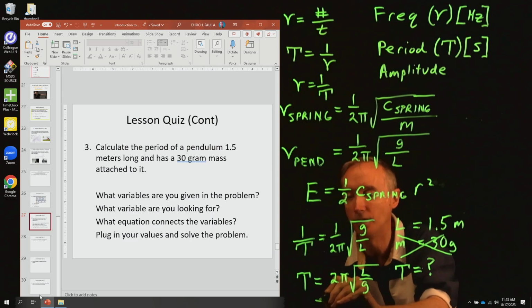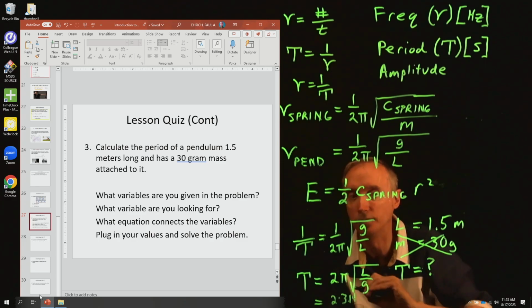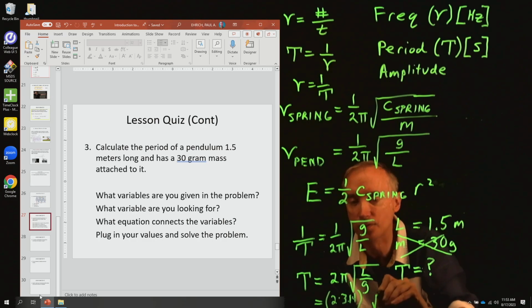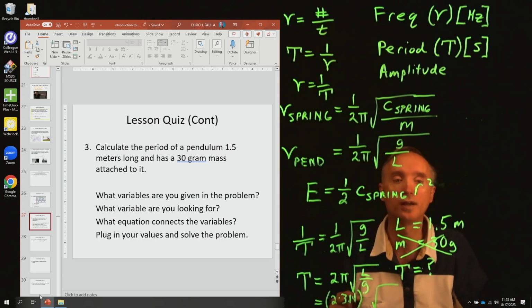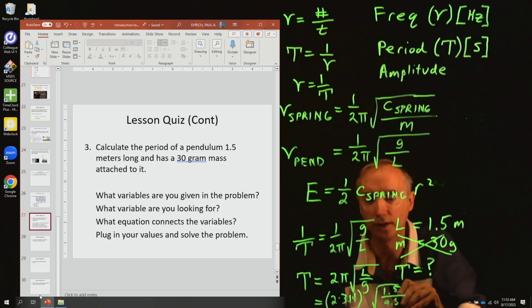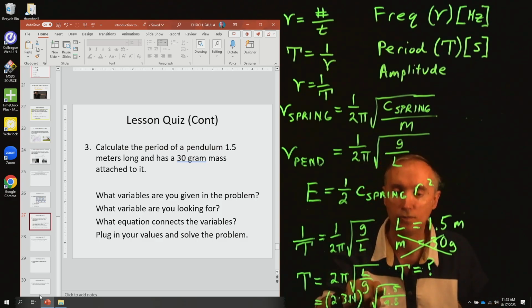So we're going to now plug in our numbers, and we're going to say that this is going to be 2 times 3.14, okay, and then this number is going to be multiplied by the square root of L, okay, so my L was 1.5, and then divided by g, and g was 9.8. So sorry if you can't read that. So 2 times 3.14 times the square root of 1.5 divided by 9.8.